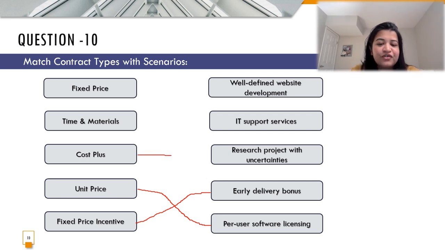Cost plus is going to have to do with research projects with certain uncertainties. Next is time and materials. So that's where it is going to be in regards to the support services in terms of the scenario. And the fixed price is definitely going to be a well-defined website development. So that's where these scenarios are attached to these different kinds of contract types.